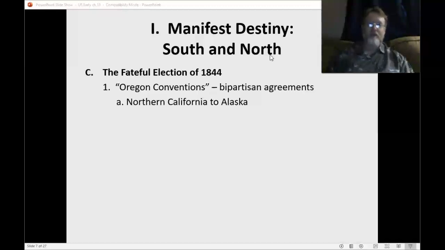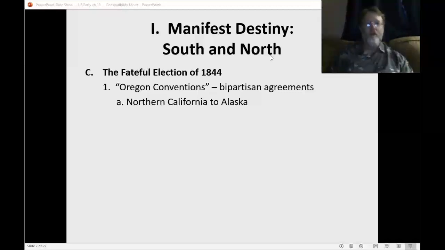And remember, at this point in time, who are the political parties? The Democrats, because of Jackson, and the Whigs. This is the Whig Party. This would actually be under President Tyler, after William Henry Harrison died and all that craziness with Tyler getting kicked out of the party. But he's president here until this election. So the Whigs and the Democrats both generally call for control of the Oregon Territory.